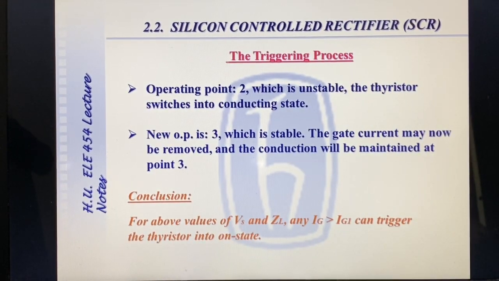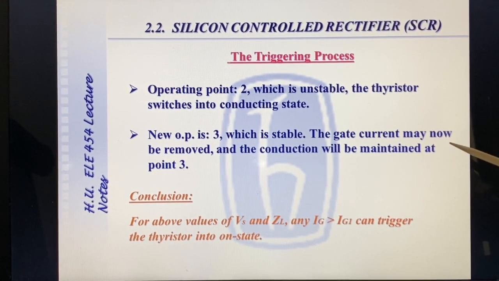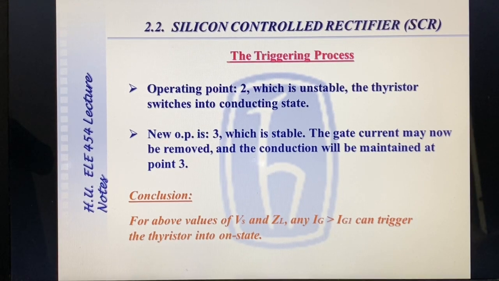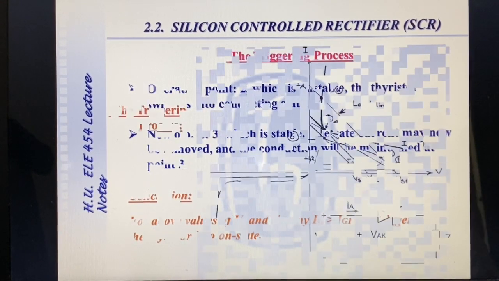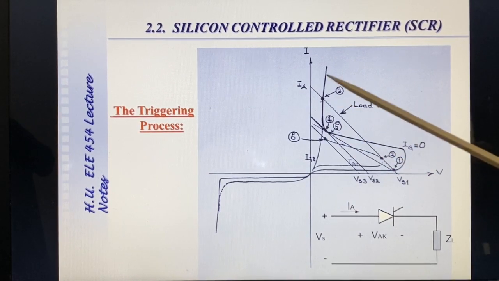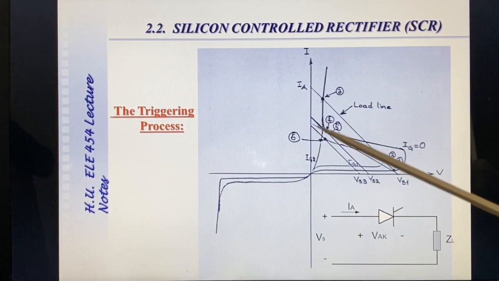So operating point 2, which is unstable, therefore the thyristor switches into conduction state. New operating point 3 is stable. The gate current now may be removed and the conduction will be maintained at point 3, because this point corresponds to a current much higher than the latching value, which is around here.